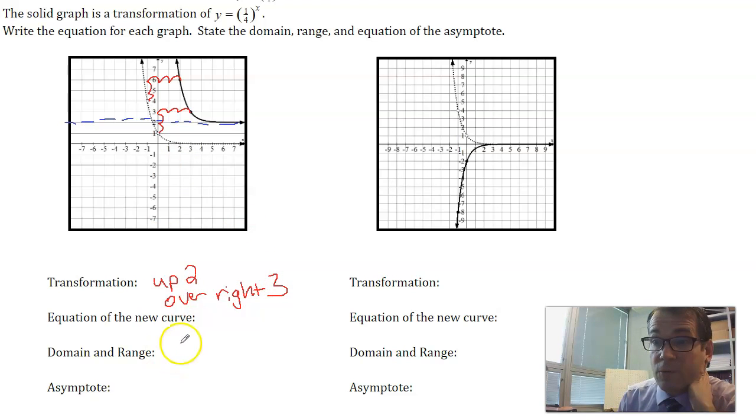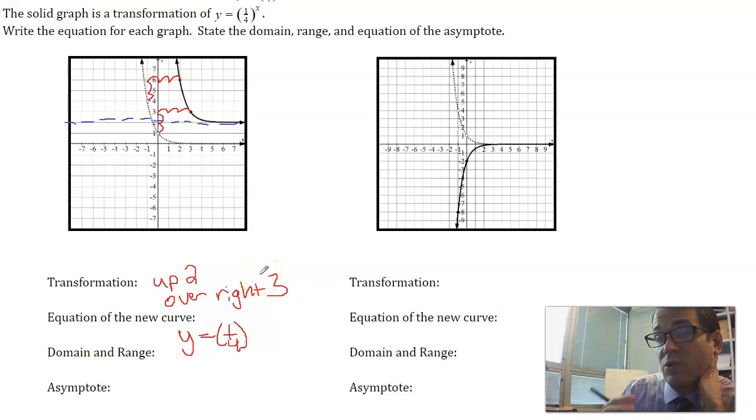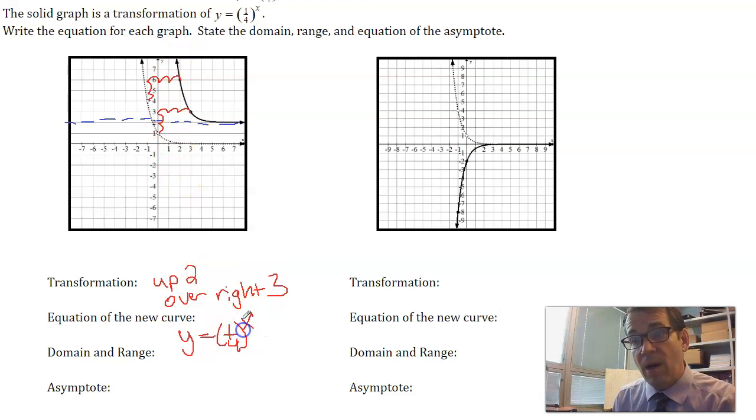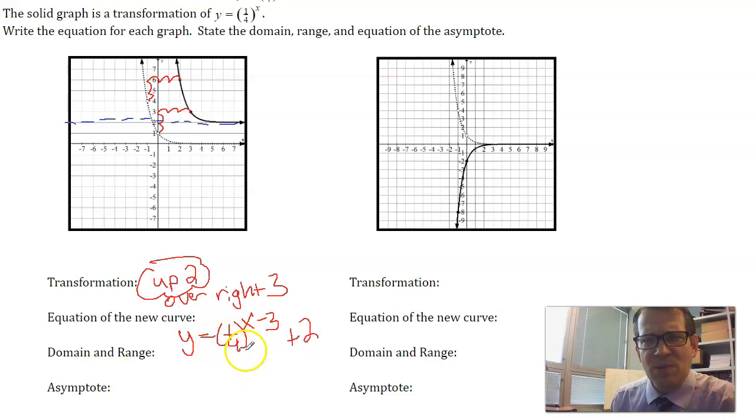So my transformations are up 2, over, right, I should be more specific, right 3. So the new curve will be y equals (1/4). Since I'm going right 3, the left-right motion will be with the x. And if I want to go right, I actually use the opposite value. So it'll be x minus 3. And the up 2 will be not with the x, so I'll say plus 2. Now that does not look very good. My penmanship's pretty poor, but it should say y equals (1/4) to the x minus 3. This whole thing's an exponent, plus 2.